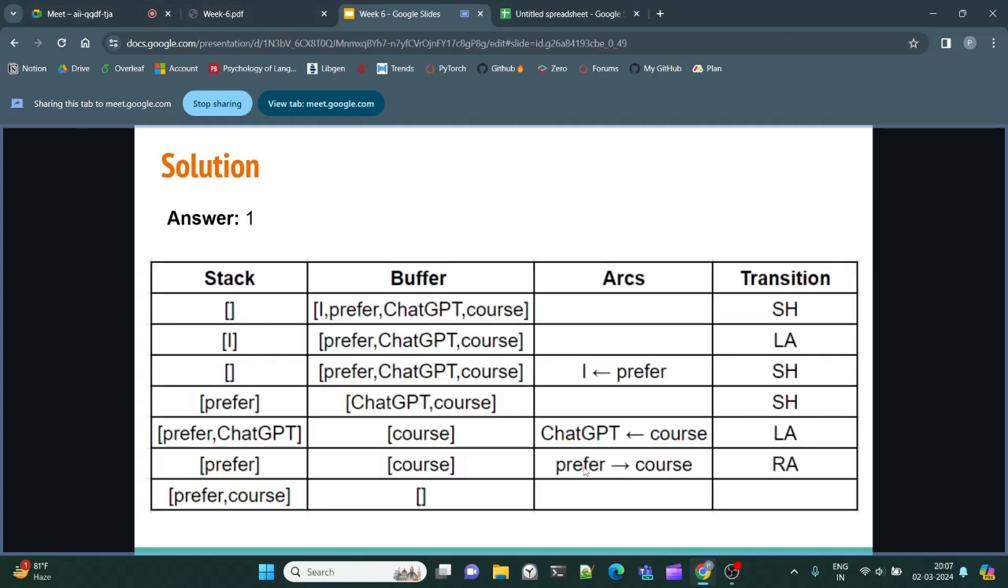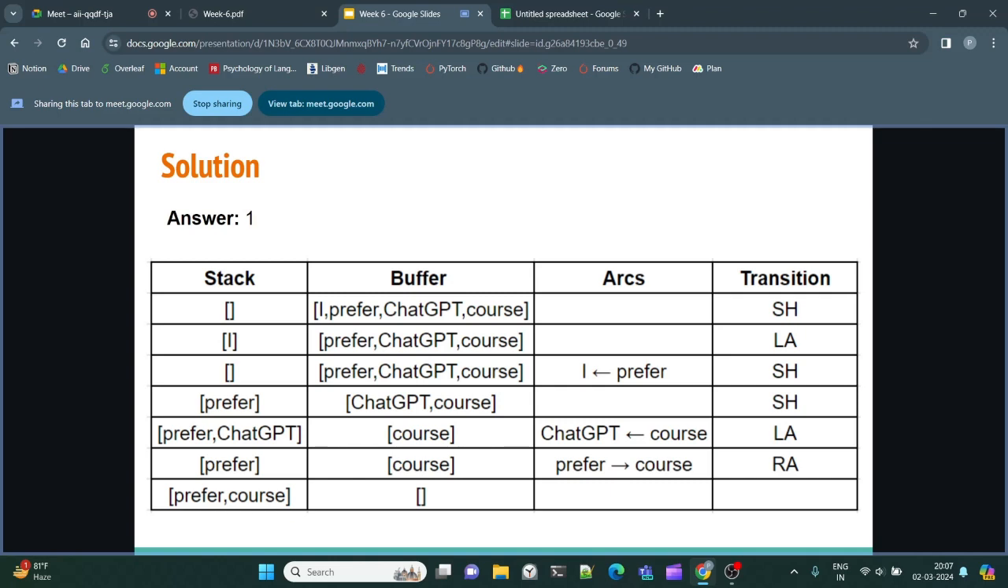So head means the word from which the arc is initiated. Here it means that prefer is the head and I is dependent on prefer. So how did we decide this is the head? Head means from where the arc is initiated. Correct, correct, correct.